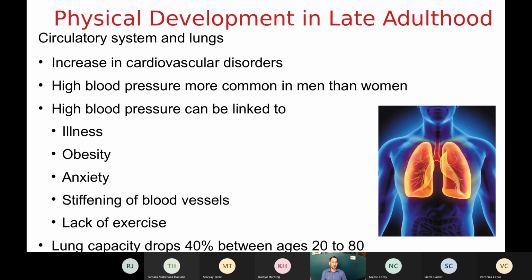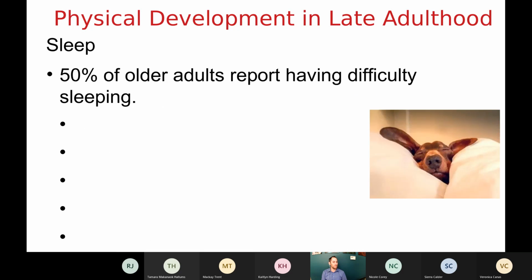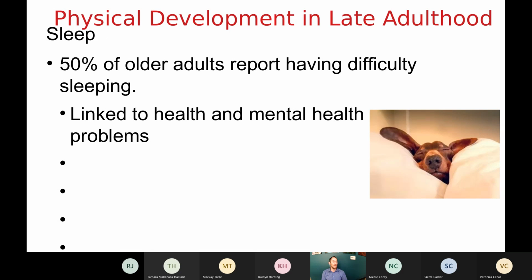So that's a pretty significant drop, and that's worse if someone has, say, been smoking, things like that. So sleep. There's lots more difficulty sleeping as we age: insomnia, other sleep disorders like sleep apnea. Poor sleep is linked to a lot of mental health and physical health problems. Your body definitely needs sleep to be able to function well.